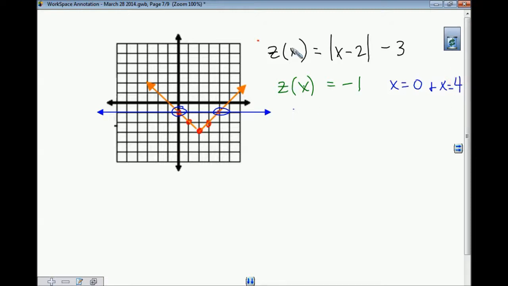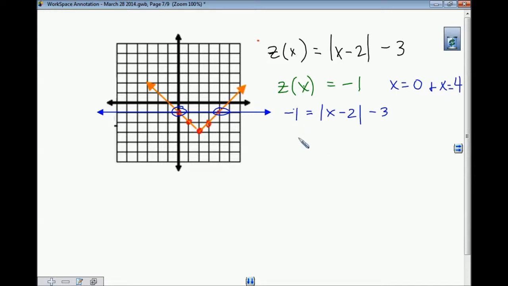4. So if I gave you this equation, negative 1 equals the absolute value of x minus 2, minus 3, can't we see from the graph right here that happens at 0 and at 4? Okay, now could we solve this algebraically? Sure we could, but if we already have the graph, let's just look.